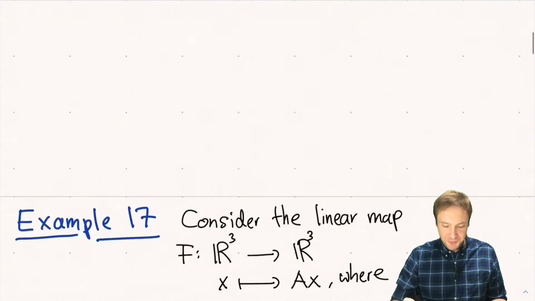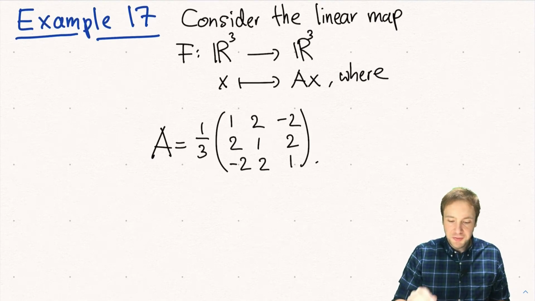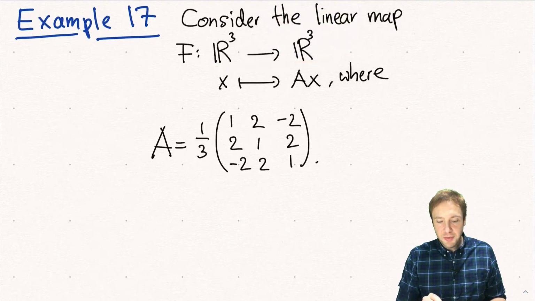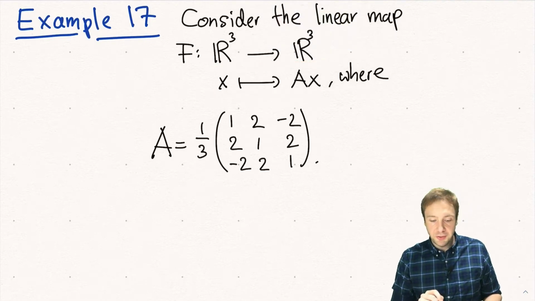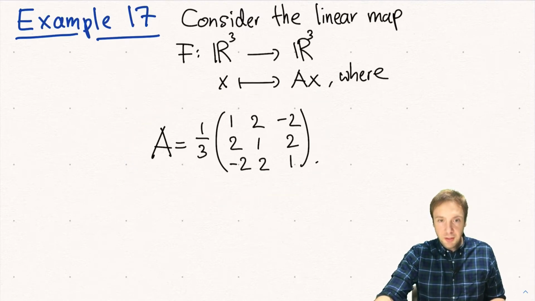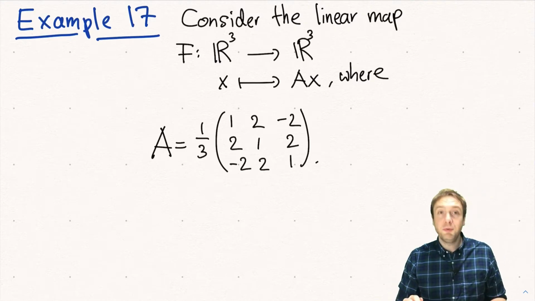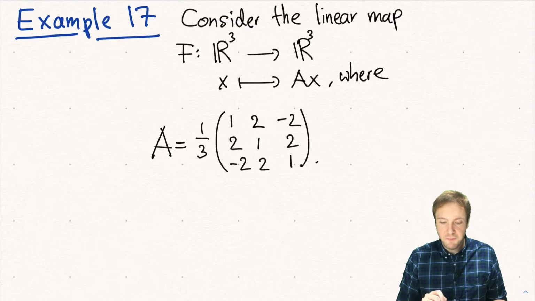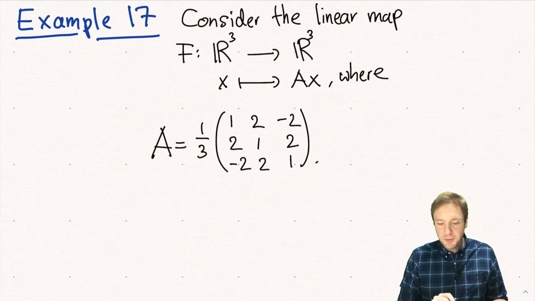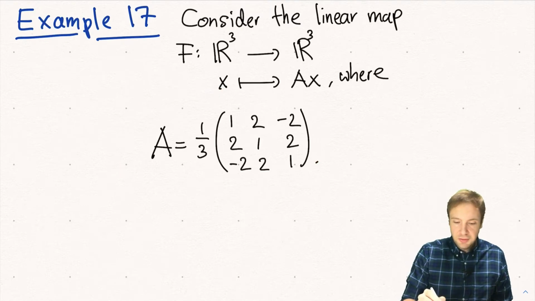So we will first start with a simple example. Let's consider this linear map from R3 to R3, given by multiplication with this vector A, where A is this 3 by 3 matrix here. In this case, I will give you two subspaces which are invariant under this map. First notice that if I give you this matrix, maybe it's not clear to you what this linear map is actually doing.